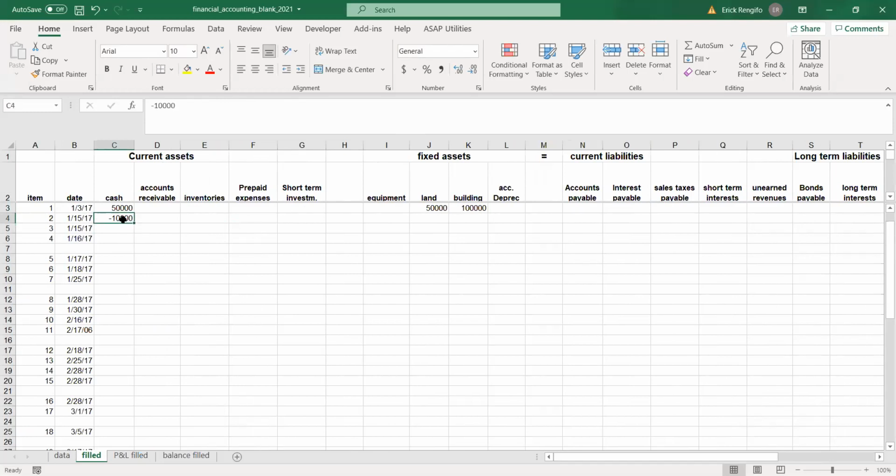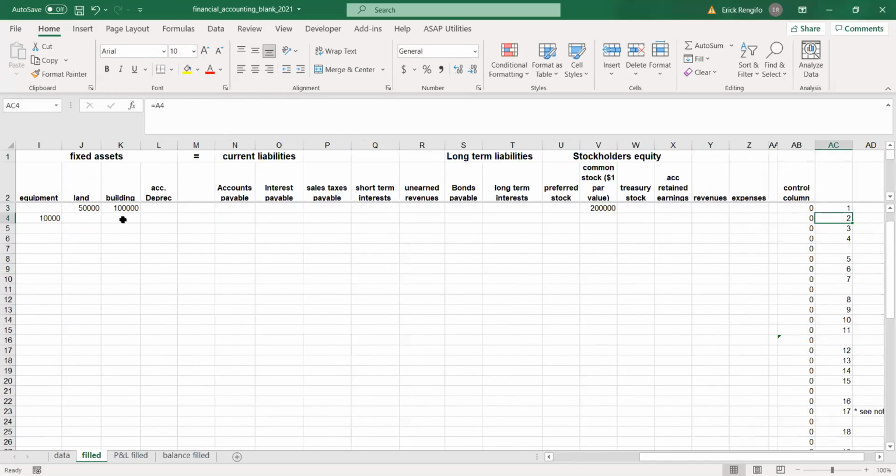And this $10,000 is going to increase what? Fixed assets. Yes, my equipment. Do you agree? $10,000. And of course, if you sum these two, it's 0. So my control column is also going to be 0. So what I'm saying is you don't need to check this, but you know that.